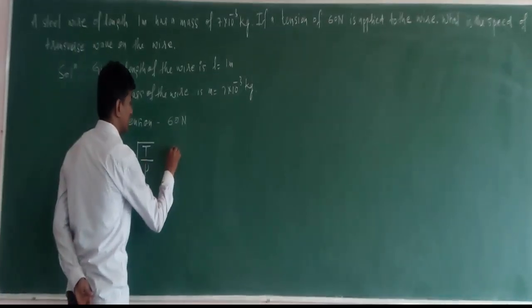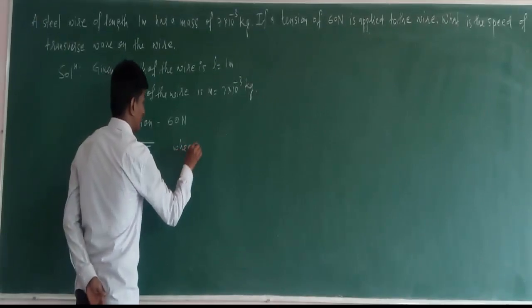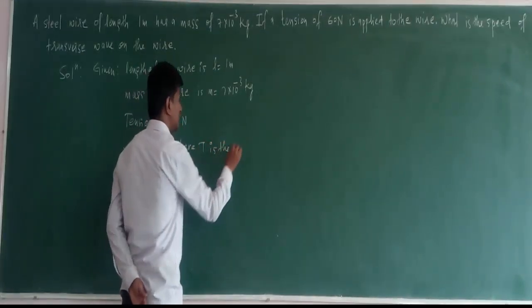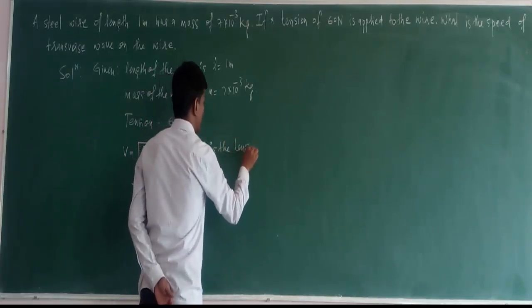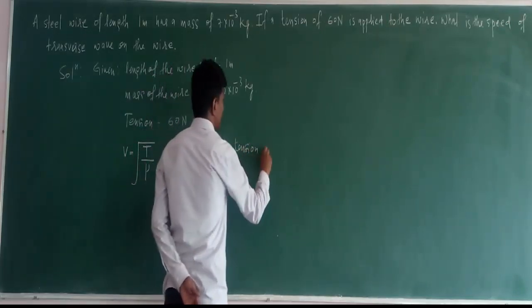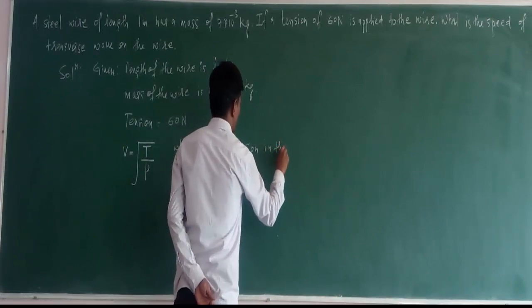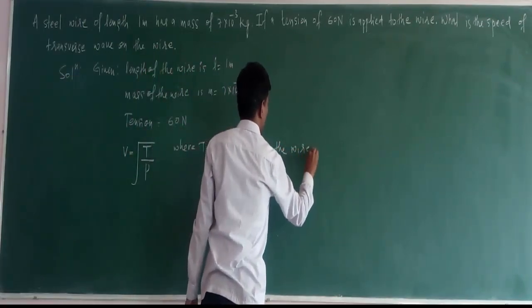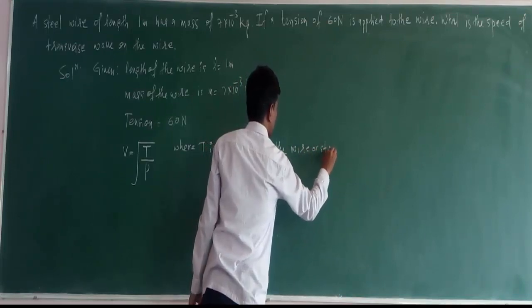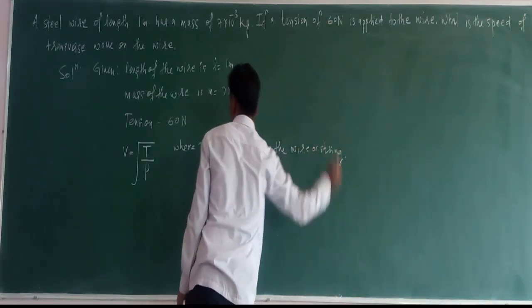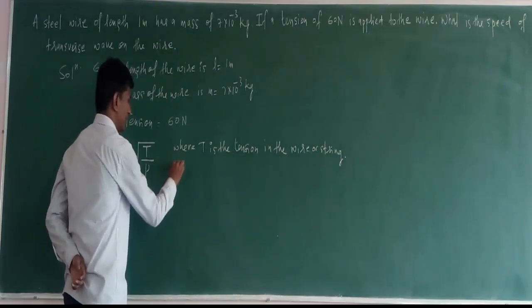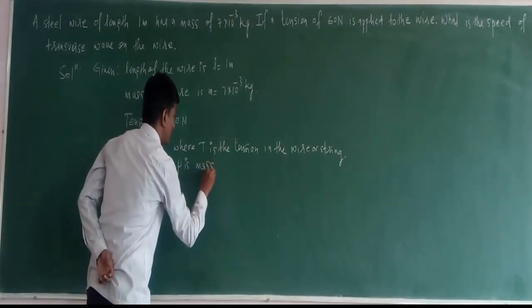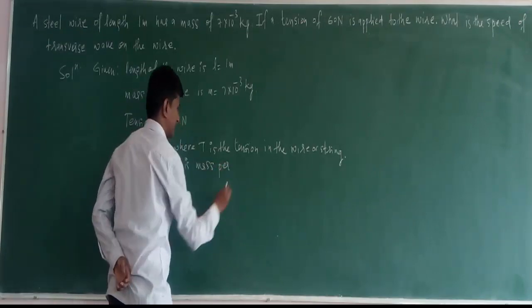So T is the tension in the string or wire. Along with this, mu is the mass per unit length of the wire.